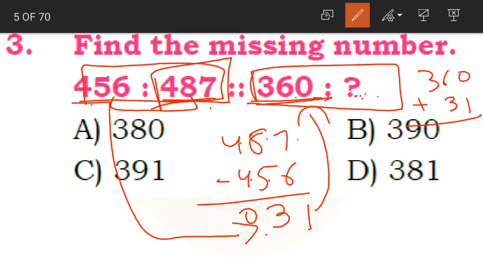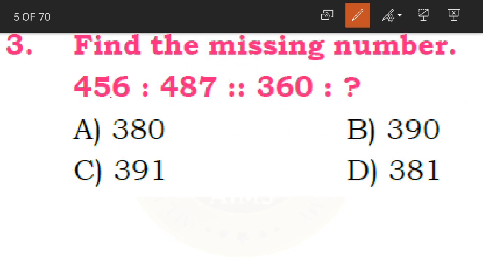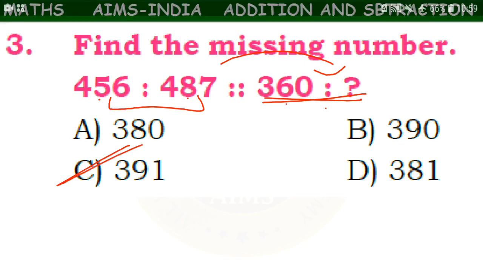360 plus 31, 0 plus 1 is 1, 6 plus 3 is 9 and then 3. What is our final answer children? 391. That is option C. Clear? First we need to find out the relation between the given numbers and then apply the same to the other set of numbers. Option C, 391 is our correct answer.